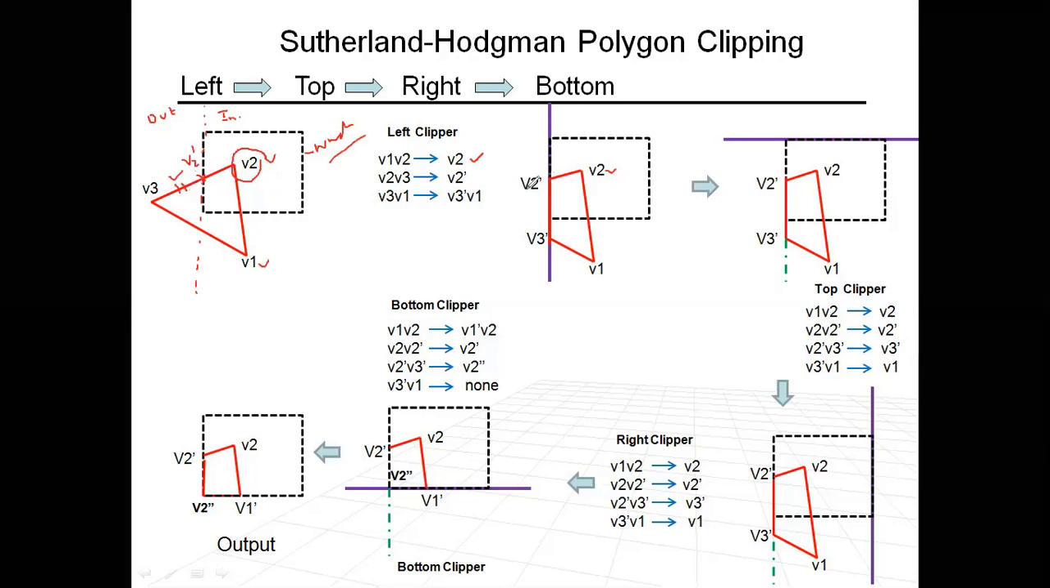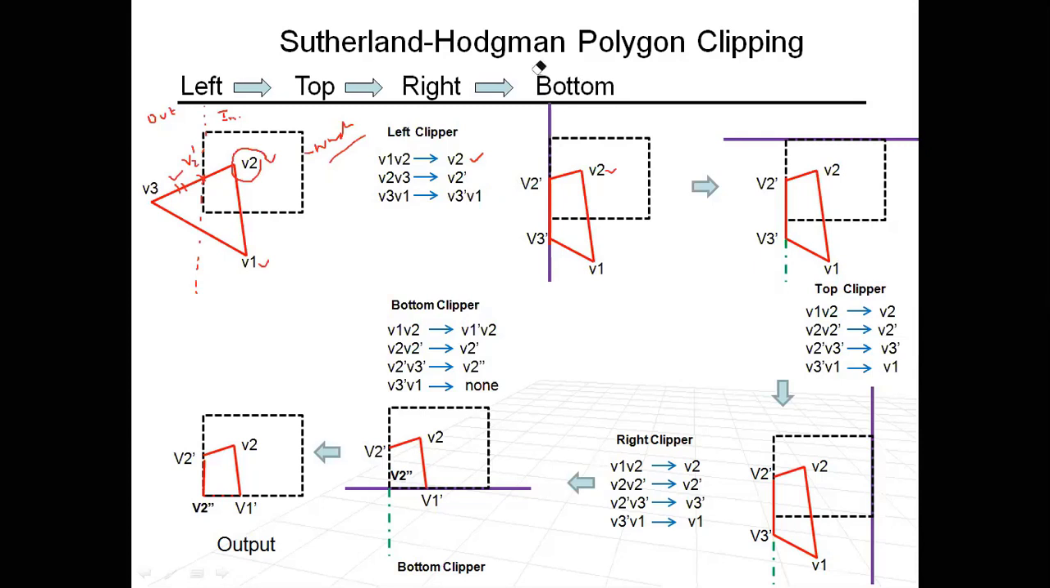So you can see, you were having v3 here. Now you were moving from v2 to v3. Now only the intersection is saved and the rest of the part will be clipped. So this is clipped, and you are left with v2 and v2 dash.